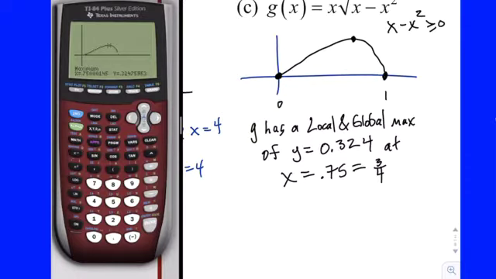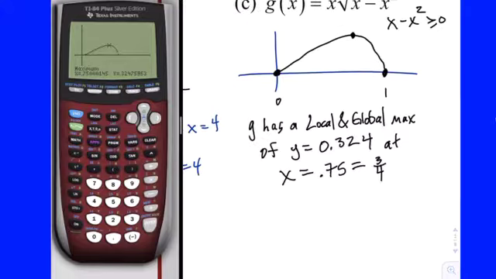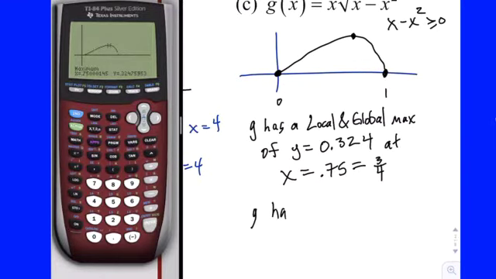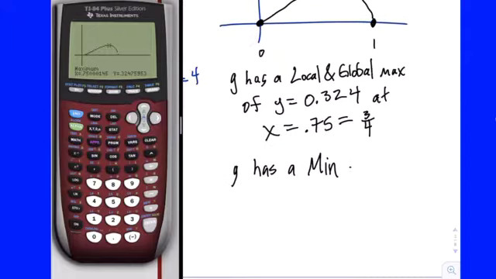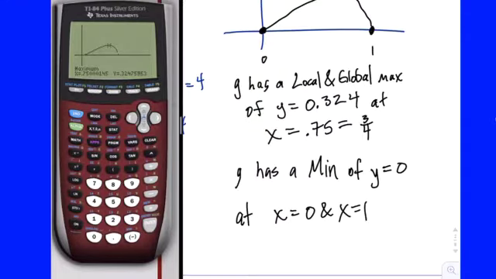Do we have any other local extrema? Can local extrema occur at endpoints? No. Do we have any absolute or global mins? Yes. G has a, I'm just going to put min. It saves some writing because we know it means global or absolute. Has a min of y equals what? 0 at x equals 0 and 1.